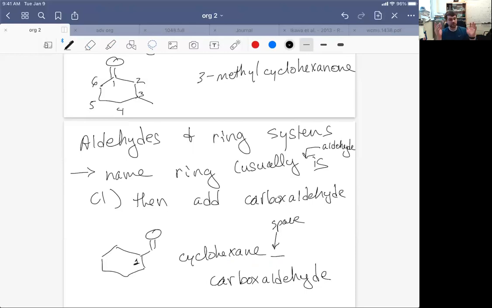Okay. All right, so that's IUPAC stuff of carbonyl compounds. We'll get into the chemistry now as quickly as possible.